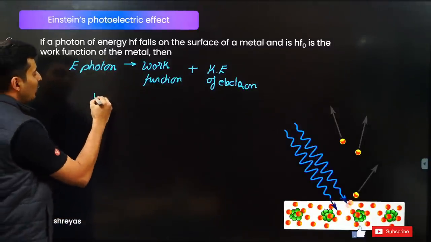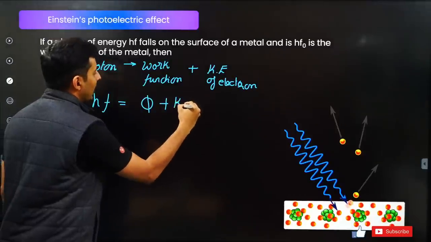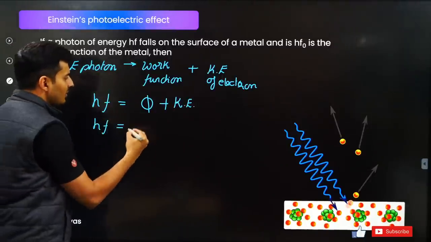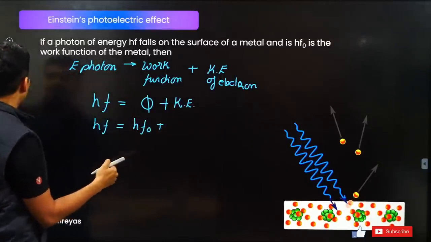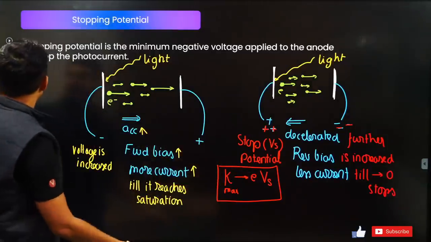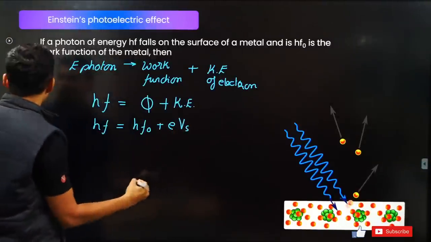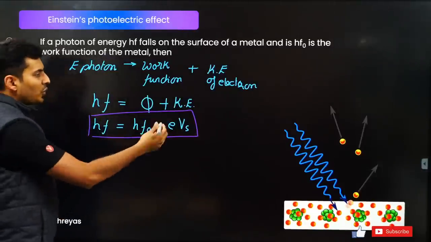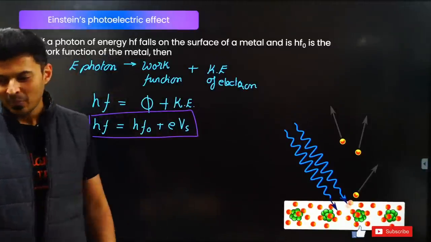So, energy of a photon is HF. Work function is phi. Kinetic energy of an electron, I can just put it as KE over here. But I just told you, what is the work function formula? It is nothing but HF naught. And kinetic energy, I just gave it to you right over here. See, kinetic energy is EVS. So I can just use it over here. So E times VS. So usually we use this equation or the above equation for photoelectric equation. That's it. This is your photoelectric equation, as simple as that.